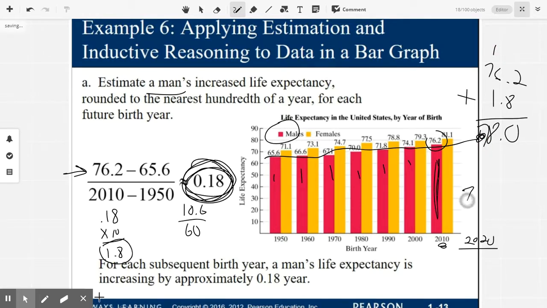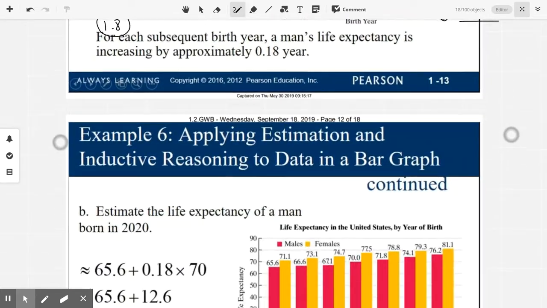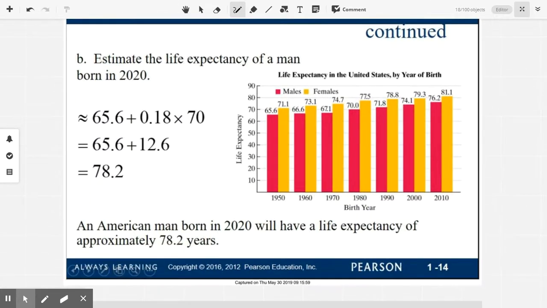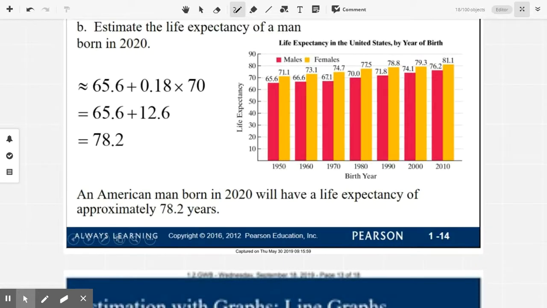And it's telling us that a male's life expectancy this year in 2020 should be 78 years old. So that's how we can use estimation to make a prediction. See what the pattern is and continue out the pattern. All right. And this is just walking you through that right there.